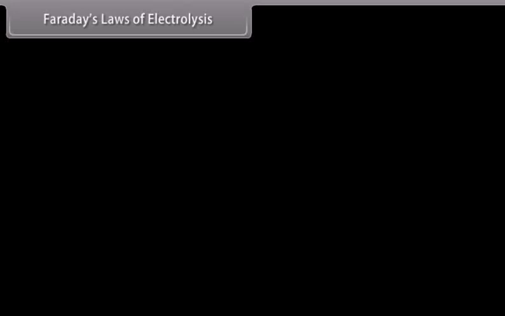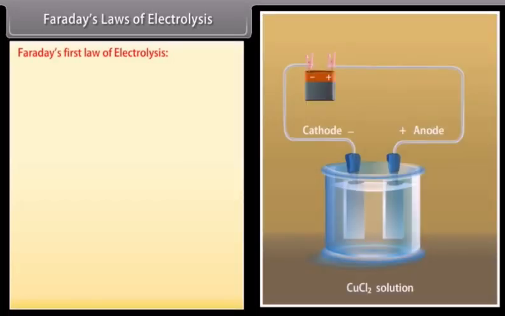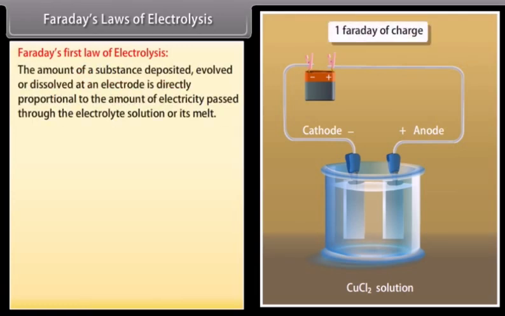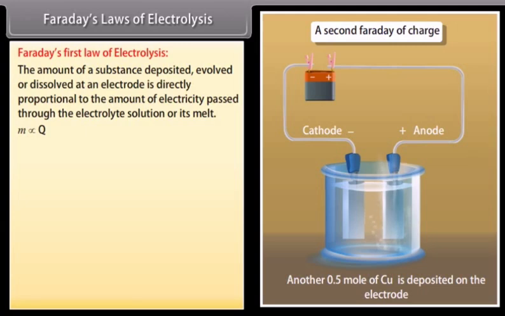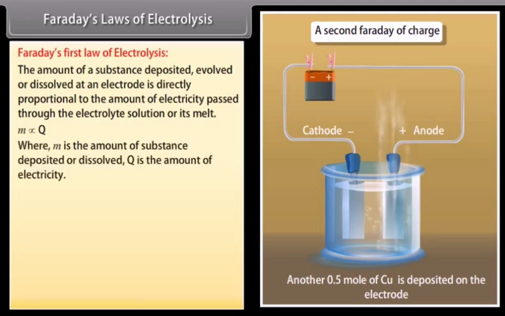Faraday's laws of electrolysis. Faraday's first law of electrolysis: The amount of a substance deposited, evolved, or dissolved at an electrode is directly proportional to the amount of electricity passed through the electrolyte solution or its melt. M is directly proportional to Q, where M is the amount of substance deposited or dissolved, and Q is the amount of electricity.